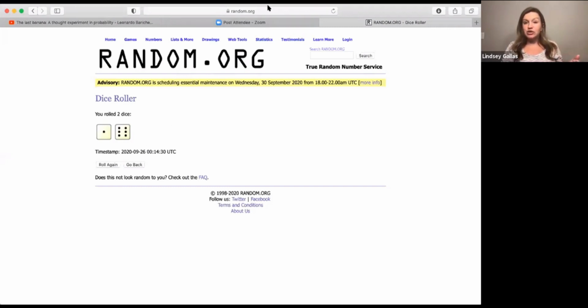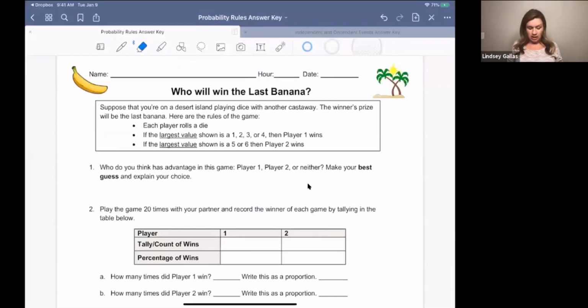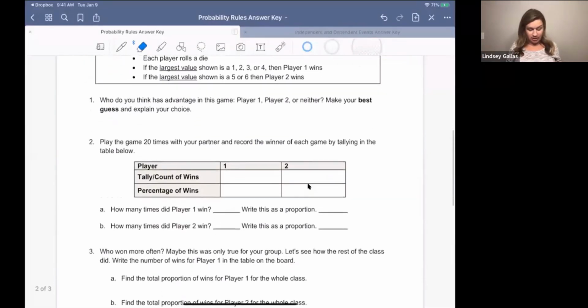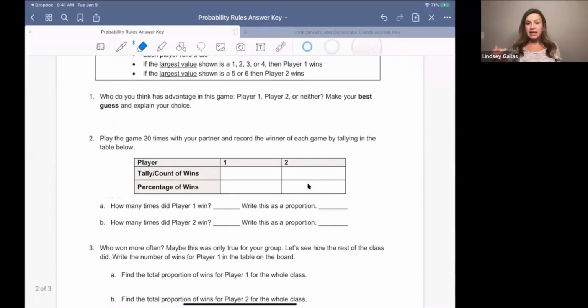What I'd like you to do is play this 20 times. You need to roll the 2 dice 20 times and keep track of how many times player 1 wins and how many times player 2 wins. You'll do that on this table in here. Just tally them up, make sure you don't go past 20. And then when you are finished with that, you're going to turn that into proportions for both. You are actually going to stop after you play your 20 games, and then I will give you some class data so we can move on to the rest.